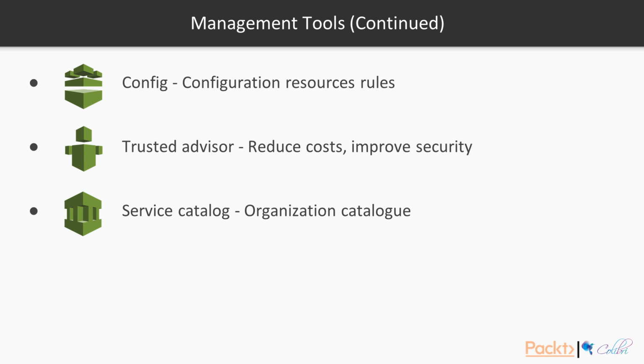AWS Config is a managed service that gives you AWS resource inventory, configuration history, and configuration change notifications. You can find both current and deleted resources using the service. Trusted Advisor is a service to help you reduce your costs and ensure you secure your environment. For example, it will tell you if you have allowed unrestricted access to your instances. Service Catalog is a tool to create and manage a catalog of approved IT services on AWS, for example, software or virtual machine images.